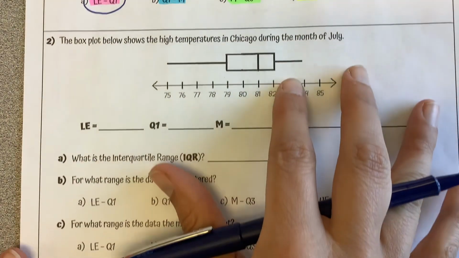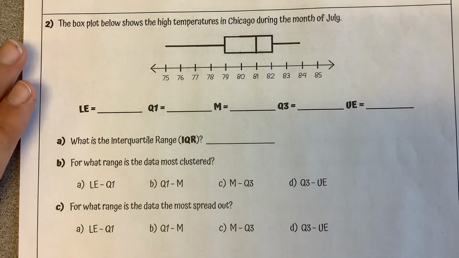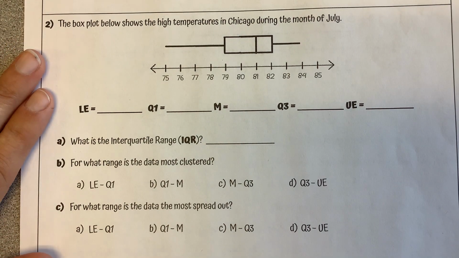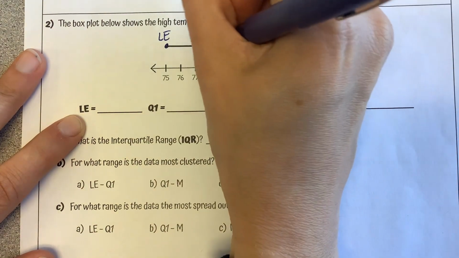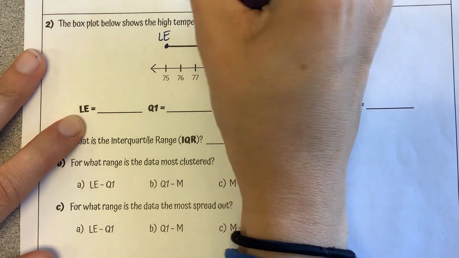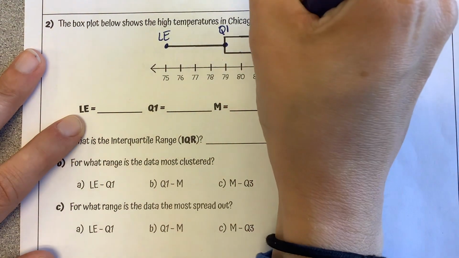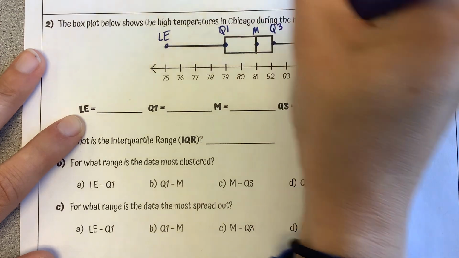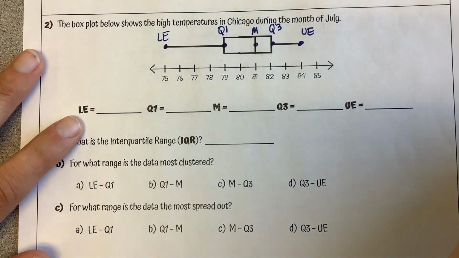Okay, let's do another one. The box plot below shows the high temperatures in Chicago during the month of July. So I'm listing out, we have our lower extreme here. Right here would be our Q1. Right here would be our median. Right here would be Q3. And at the end, that is our upper extreme.